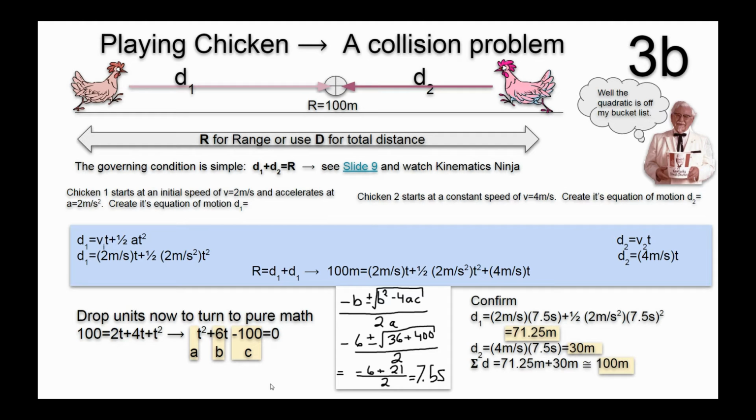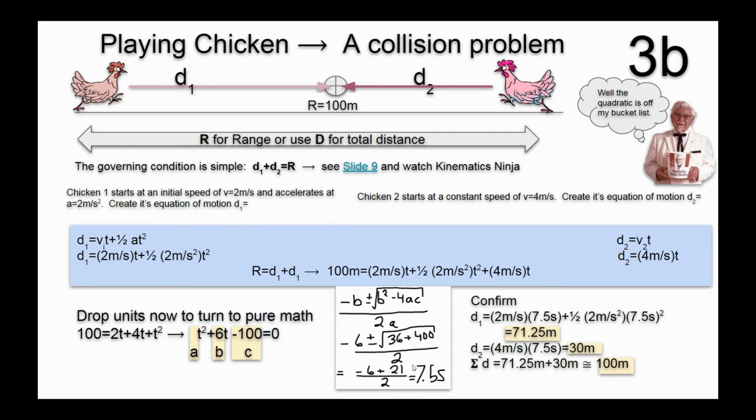And when you do that, you can confirm. D1 is 71.25 meters using this time. Chicken 2 travels 30 meters. Add the 2 up and you get approximately 100.